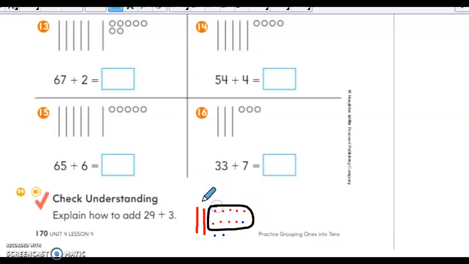Okay, so now let's count them. 10, 20, 30, 31, 32. Okay, and we would explain it by saying that we made our 10 sticks. We had 1s from the 29, the 9 in the 1s place, and then we had to add 3 more, which bumped us up another 10 and made our answer 32.